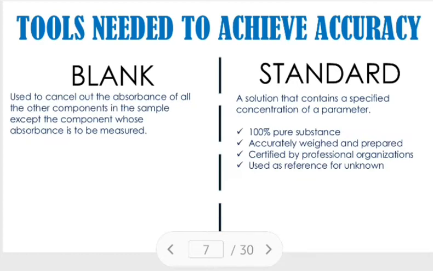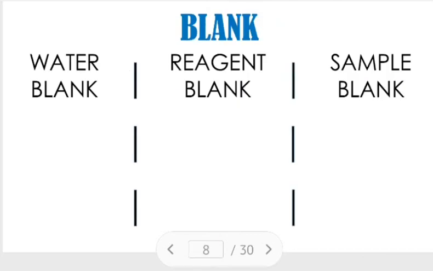So we have 3 types of blank. We have water blank, reagent blank, and sample blank. First, water blank. We use water blank if all reagents are colorless. Next, we have reagent blank. We use reagent blank to correct the absorbance caused by the color of the reagents. Next, we have sample blank.